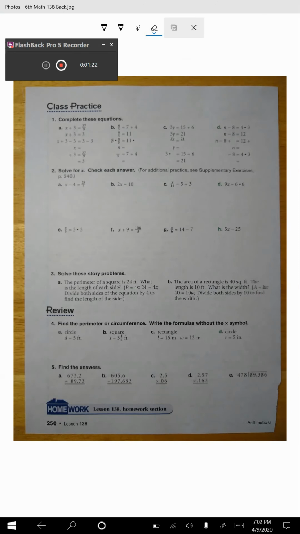Come on. All right. So they have started these equations for us. So I'm going to look at them and then we're going to fill in what's missing.